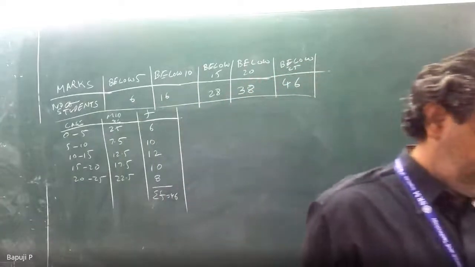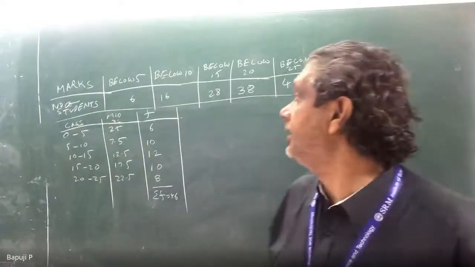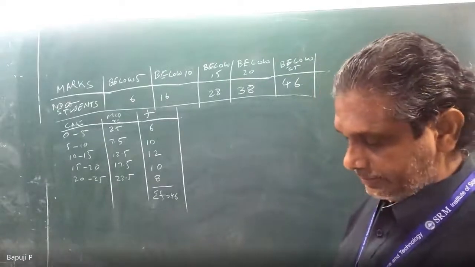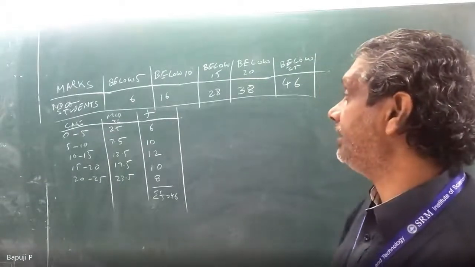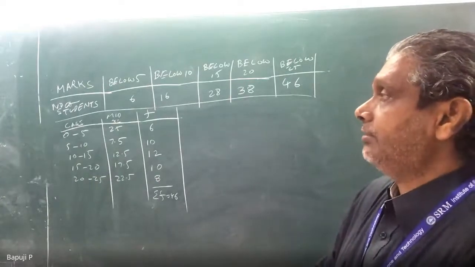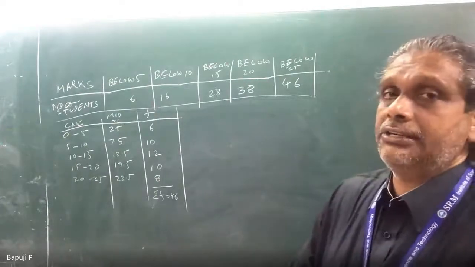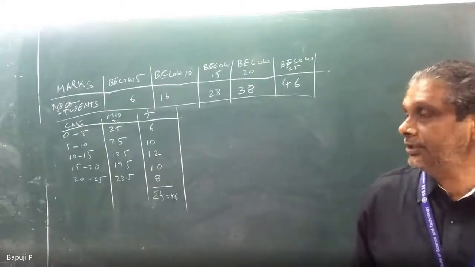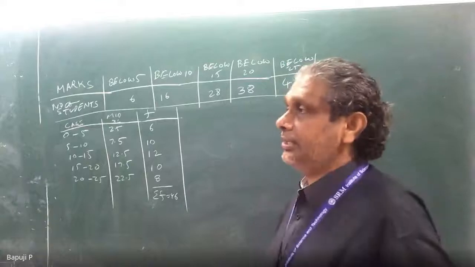Now, if you want, you can prepare D. D, if you want, you can take the middle value. He is preparing D equal to xi minus 12.5 divided by 5, dividing by h. So the mean formula will change and the standard deviation formula will also change. For the mean, you will get h by n.